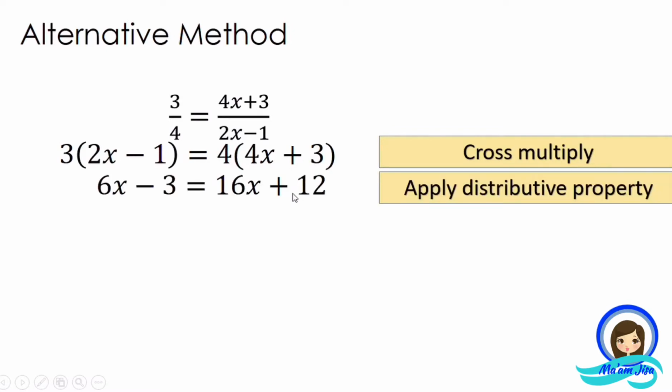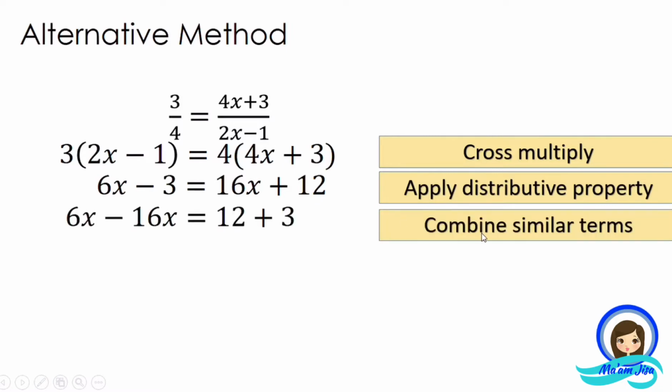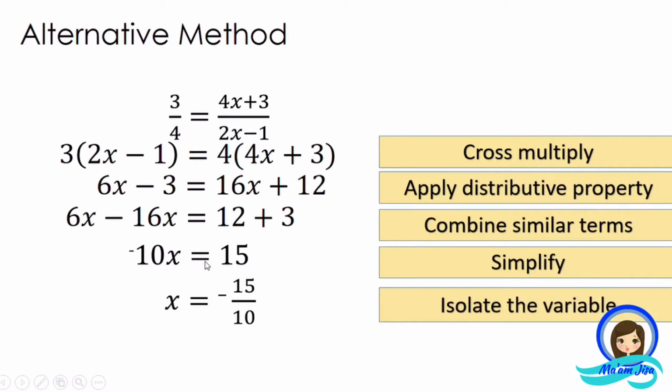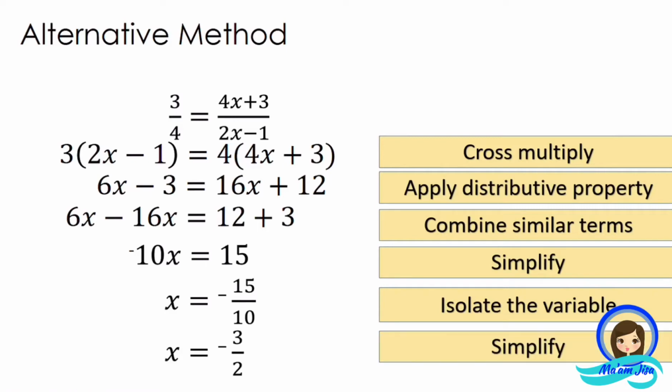Applying the distributive property, we have 3 times 2x is 6x. 3 times negative 1 equals negative 3. 4 times 4x is 16x. And then 4 times 3 is positive 12. Combining similar terms, we have 6x minus 16x equals 12 plus 3. Simplifying, we have negative 10x equals 15. And then isolating the variable, and simplifying further, we have the same result as our first method.